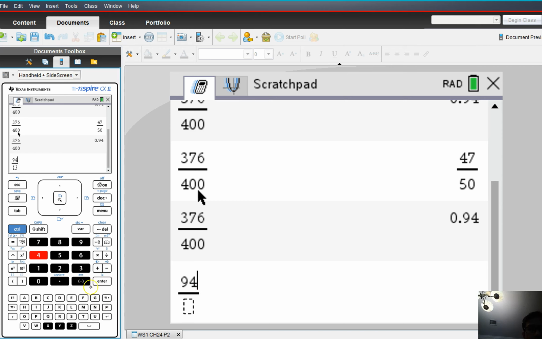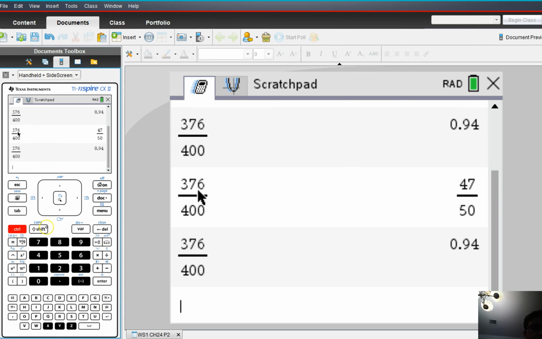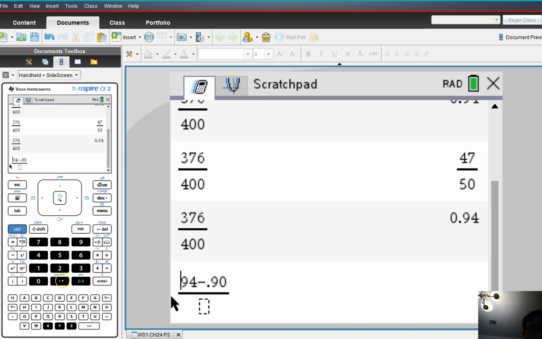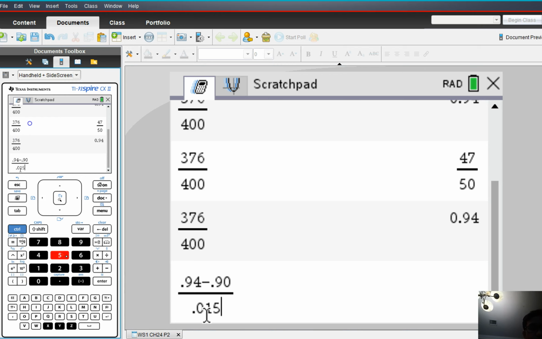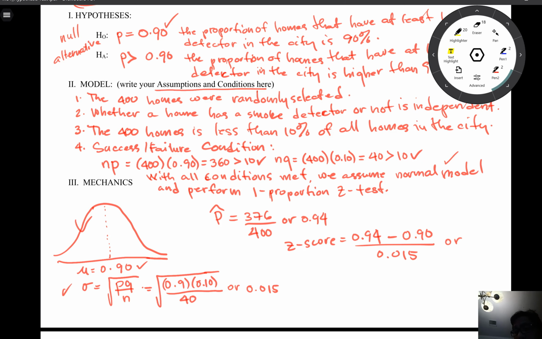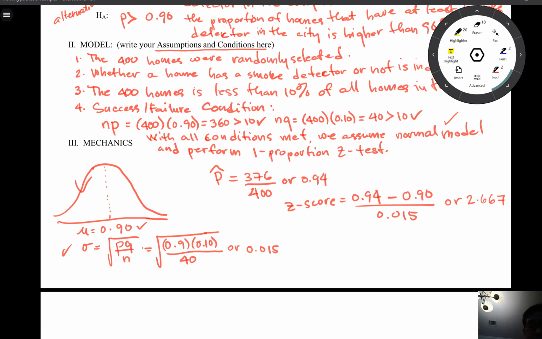So 0.94 minus 0.90 divided by 0.015. Okay, enter, and so the z-score is 2.66667, or 2.667 right there. And so after we get the z-score, let's draw it.